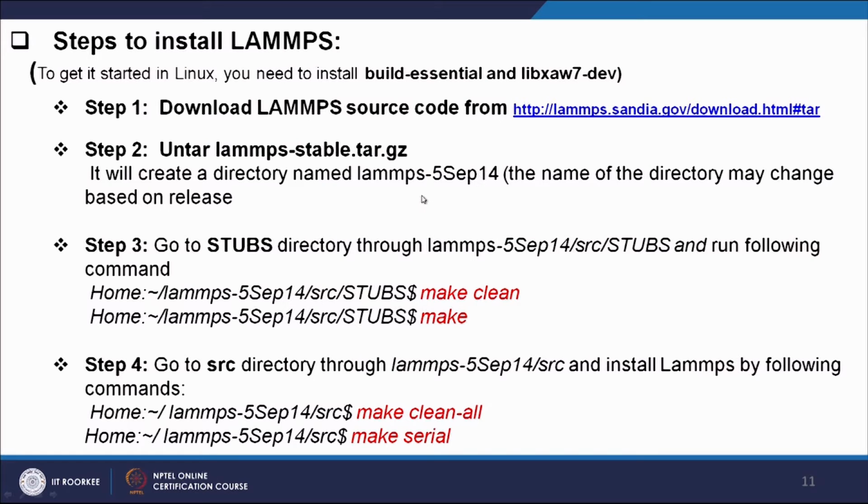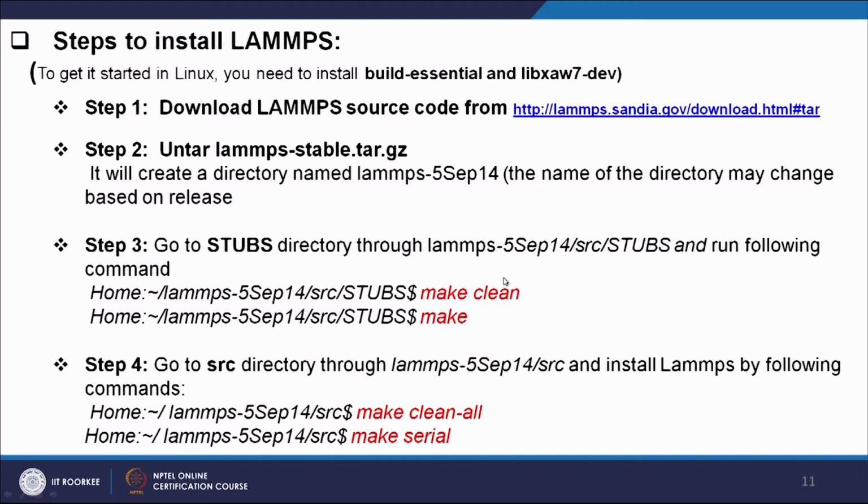Next, we need to go to the stubs directory of this LAMMPS folder that you have downloaded. The path is like this: the LAMMPS folder, then go to src, and in between that you will find a stubs directory. Once you go to the stubs directory by using cd, as I told you earlier for the Linux platform, you first give the command make clean and then make. It will make your code ready for use.